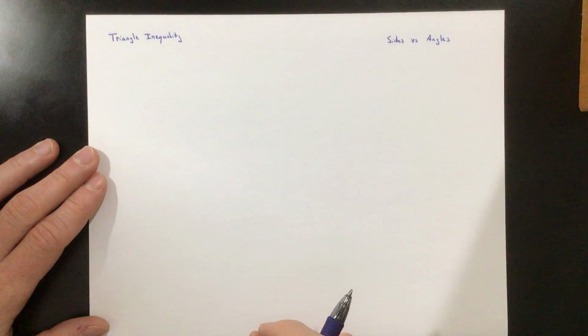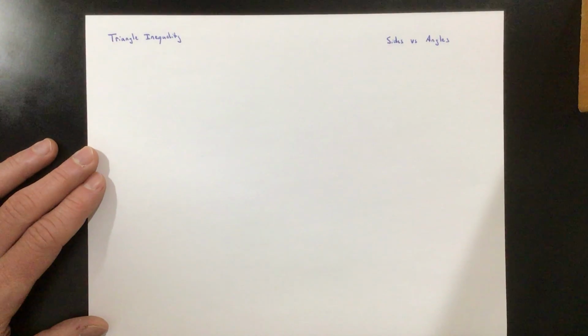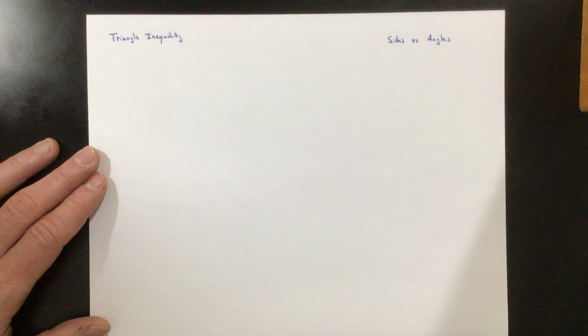Okay, let's boil this down to two different topics: what we call the triangle inequality, and then how the sides of a triangle compare to the angles of a triangle. So let's look at the triangle inequality first, and I've always thought this was really fun.